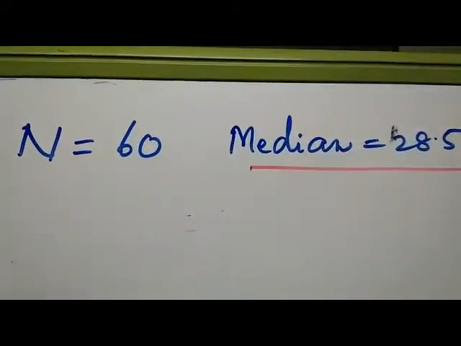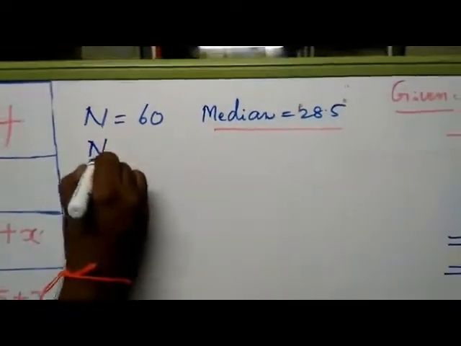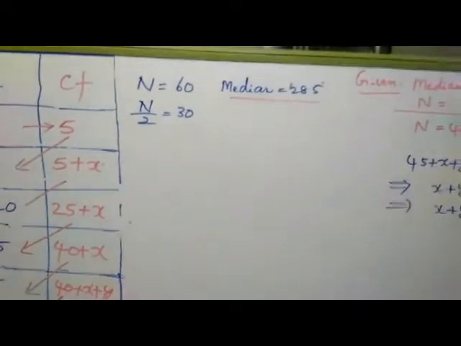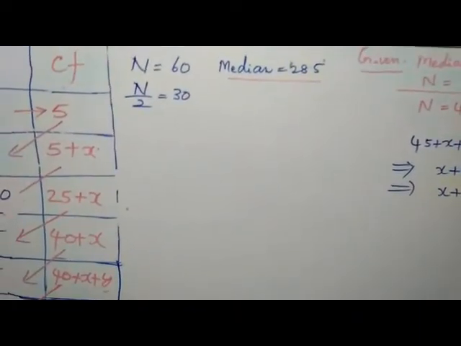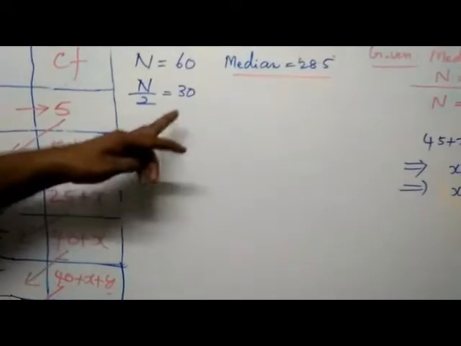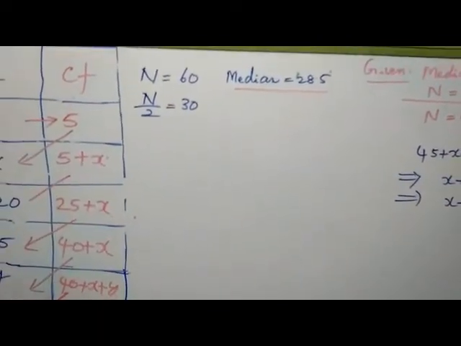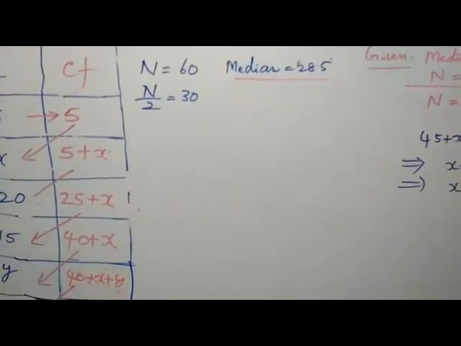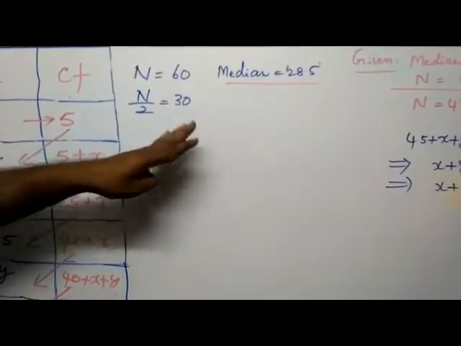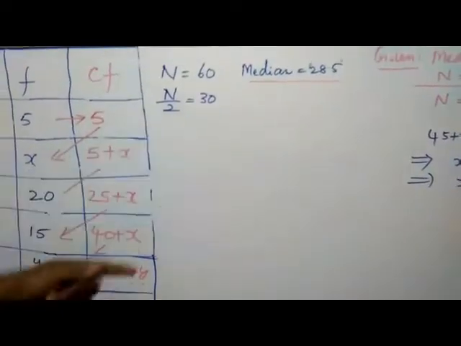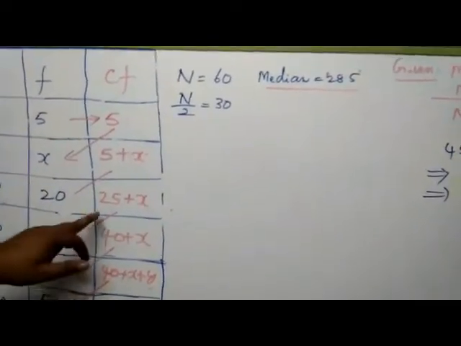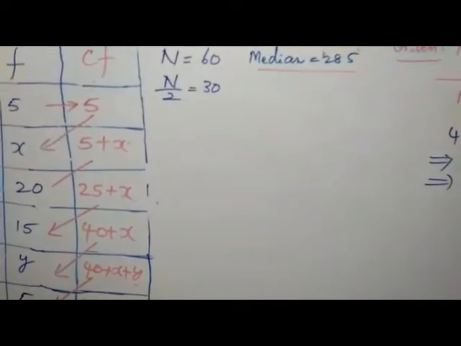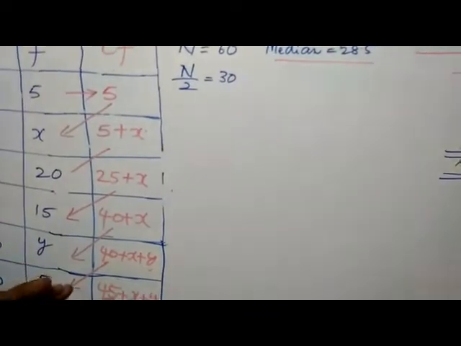Here n by 2 is equal to 30. Yesterday, by using n by 2 is equal to 30, we first found the median class. But for the value just greater than 30, we are getting confused, because 25 plus x depends upon the x value. That's why this method is not applicable.